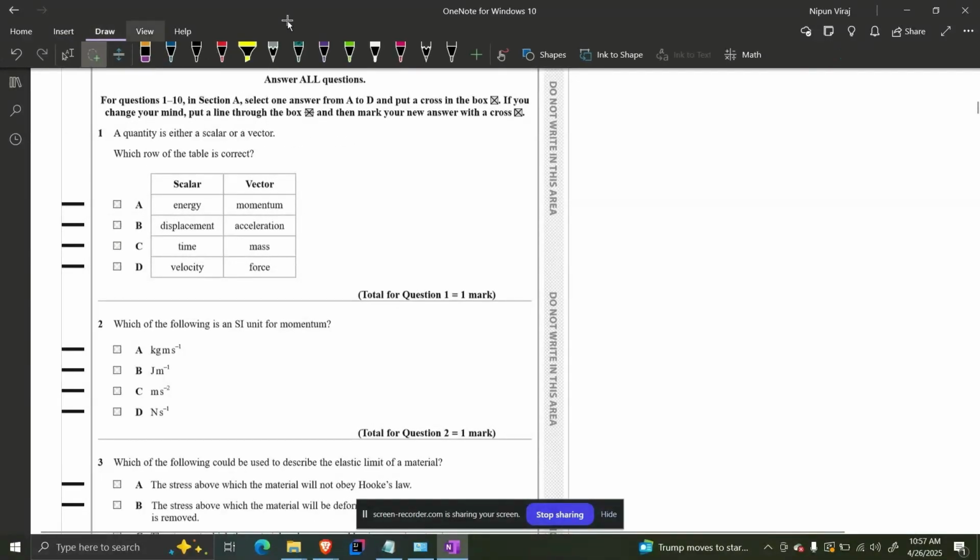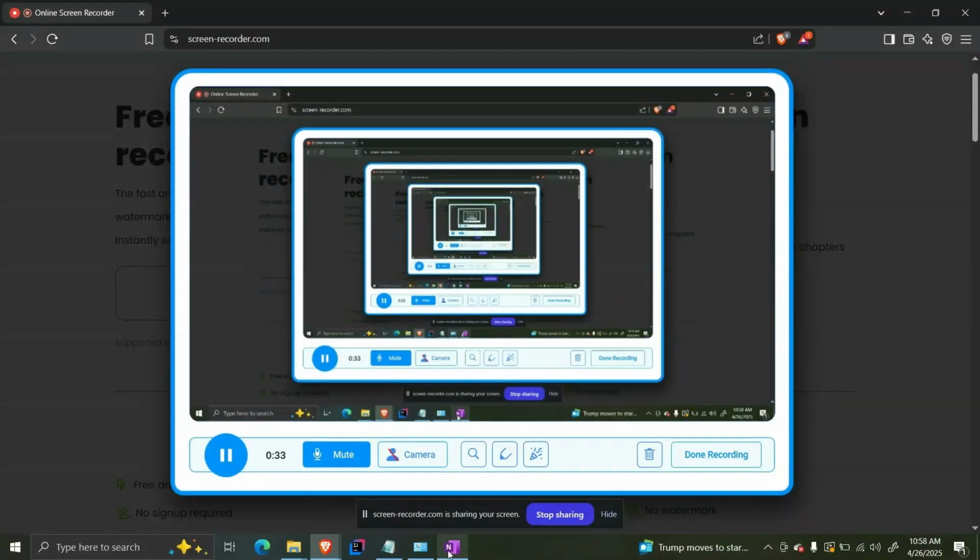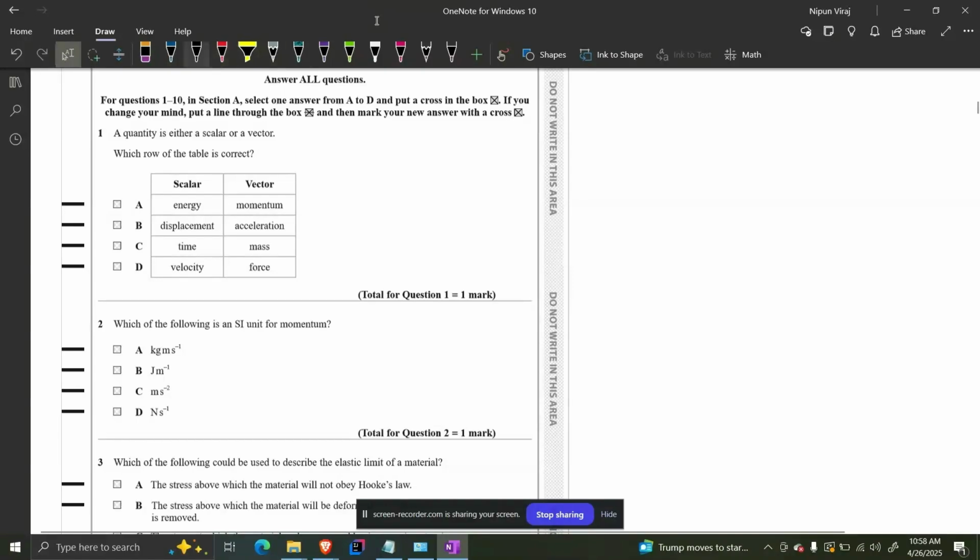First they are asking: a quantity is either a scalar or a vector. Which row of the table is correct? We should find what are scalars and what are vectors. A scalar is a physical quantity which does not have a direction. Here, the possible options are energy, time. These two have direction, so they cannot be considered as scalars. Vectors are quantities which have a direction associated with it, so we cannot take mass here. So it's momentum. Therefore, we can get the answer as A.